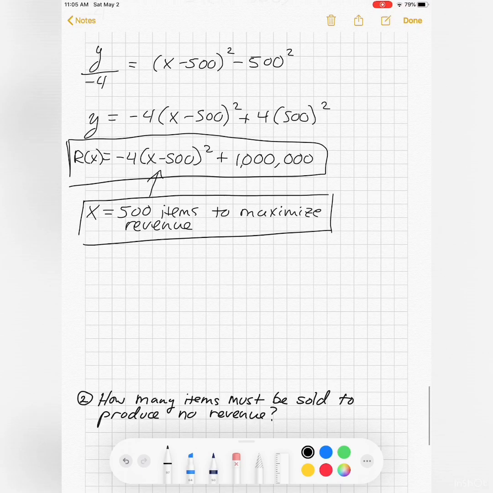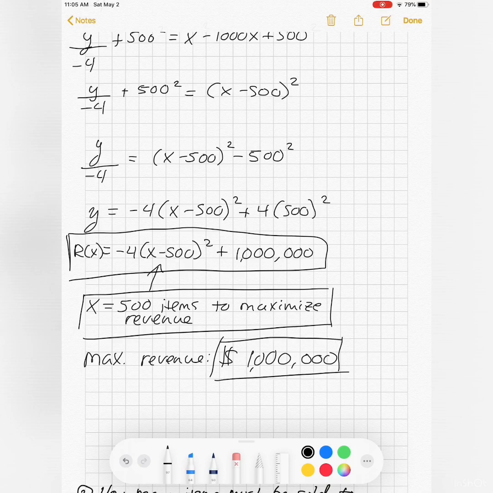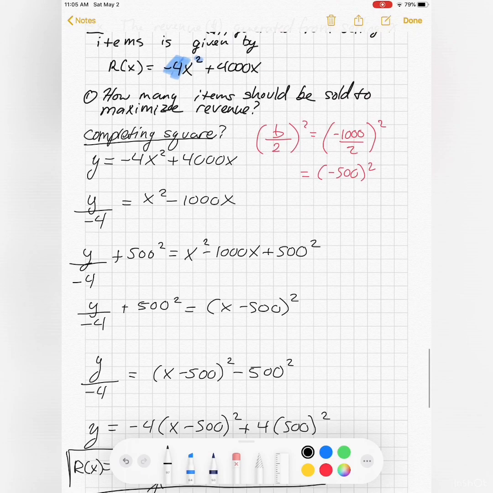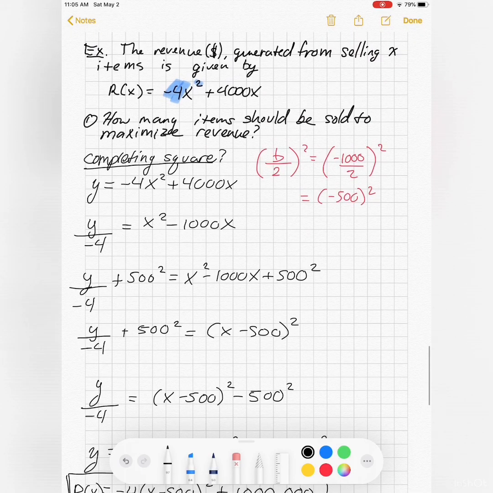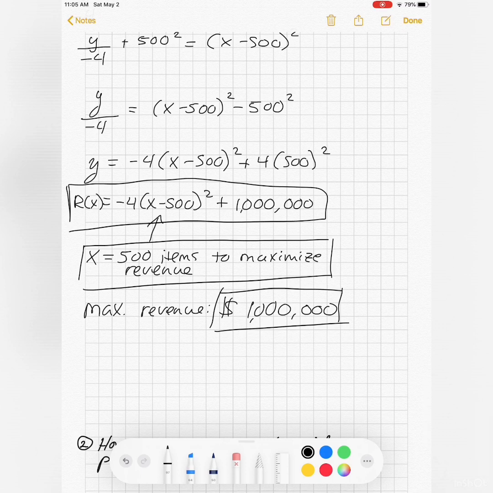Okay, and then what's the next question? Well, let's answer this then. The max revenue would be, well, the 1,000,000. That's the Y coordinate. Okay. So I could have used the shortcut formula, and that probably would have been a lot easier. I wanted to show you doing one like this.